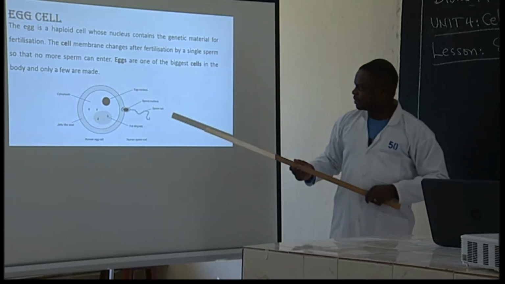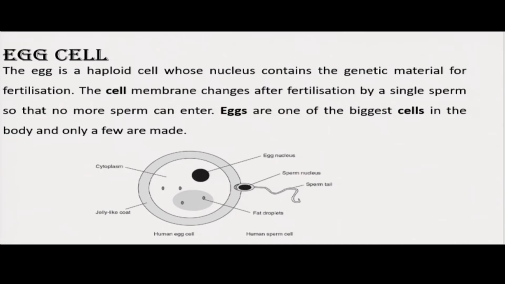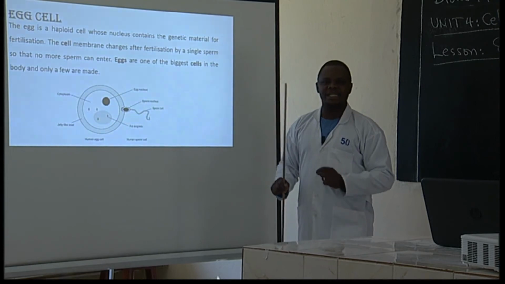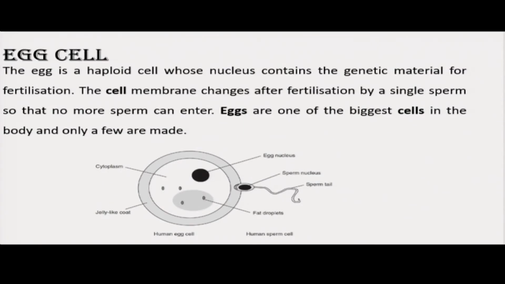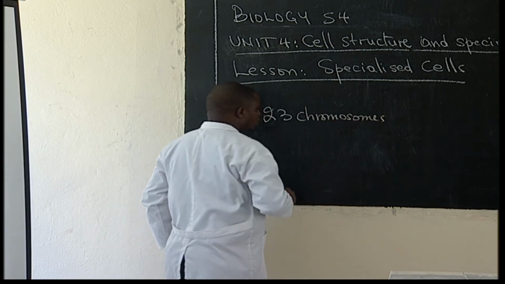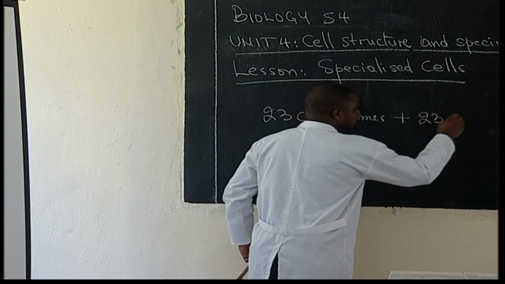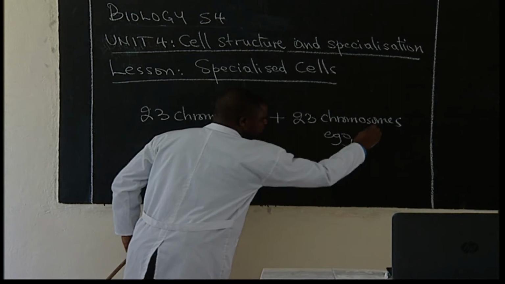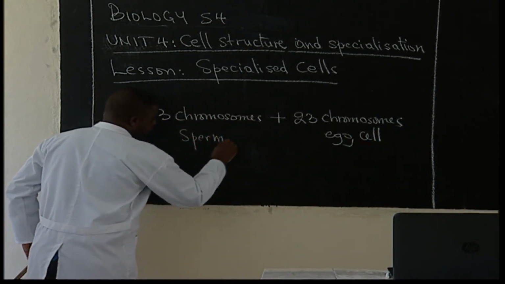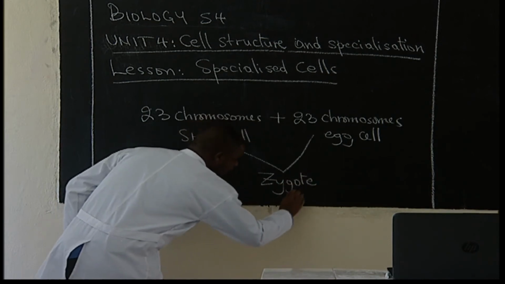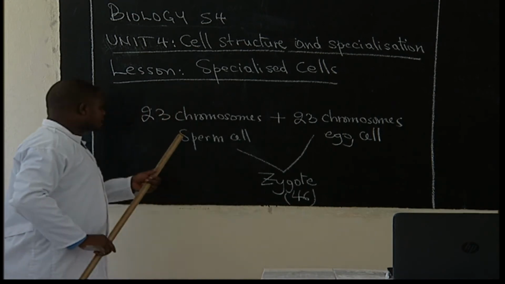We also have the egg cell. This one is produced by the female reproductive system, and it is a reproductive cell. One of the adaptations is that it has the nucleus, and this nucleus only has 23 chromosomes. That means 23 chromosomes of the sperm cell will combine with 23 chromosomes of the egg cell, and these two will form a zygote which has 46 chromosomes.